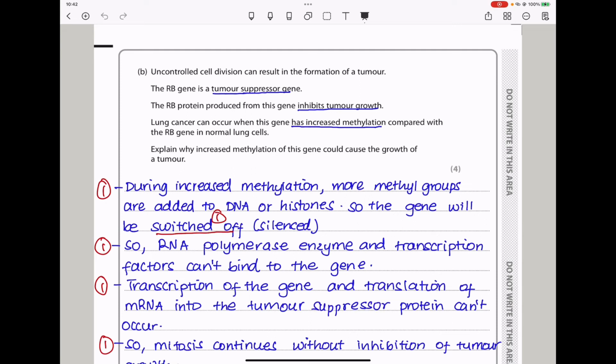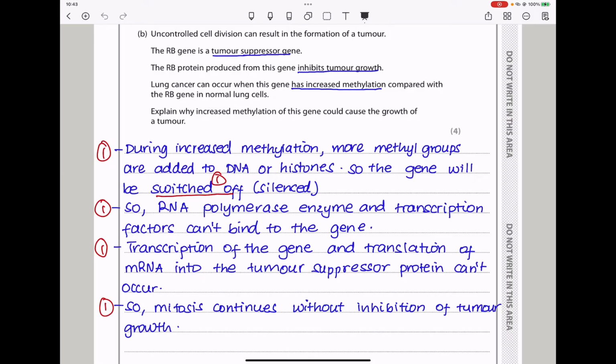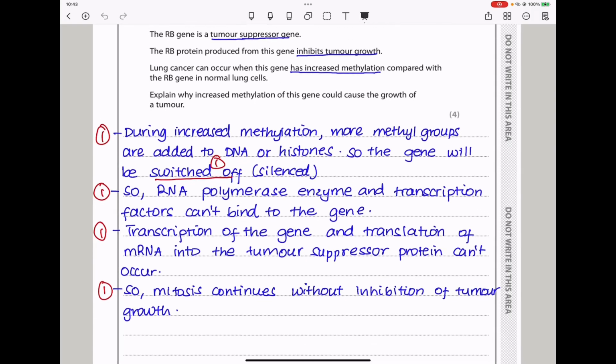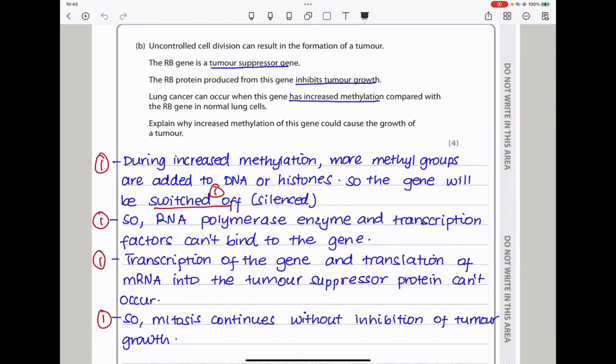So I said, during increased methylation, more methyl groups are added to the DNA or histones, so the gene will be switched off. So RNA polymerase enzyme and transcription factors can't bind to the gene. So transcription of the gene and translation of the messenger RNA into the tumor suppressor protein can't occur. So mitosis continues without inhibition of tumor growth.